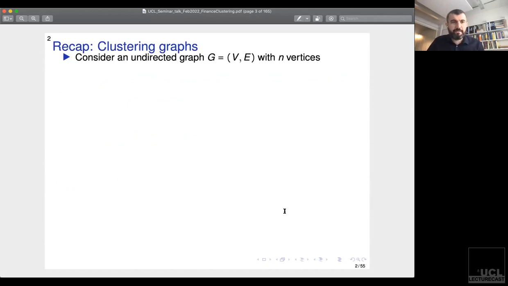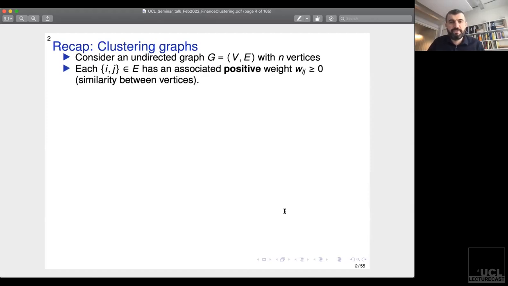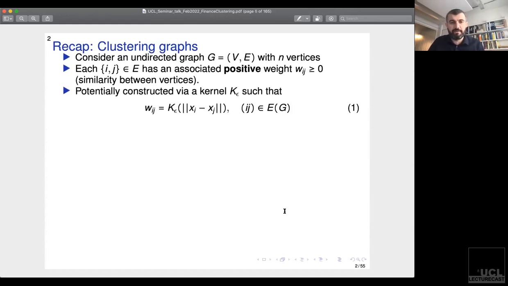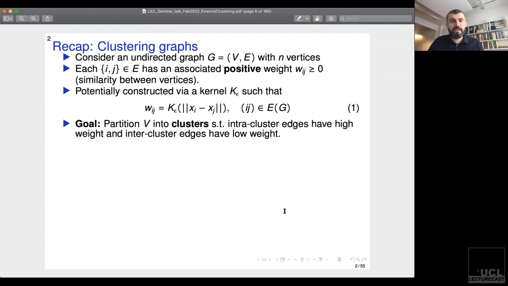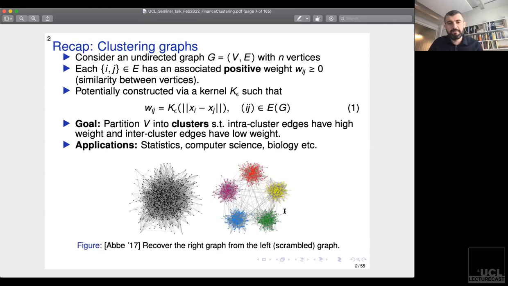Just to recap, the graph clustering problem can be set up as follows. We usually have an undirected graph G with n vertices, where each edge has an associated positive weight, maybe encoding some type of similarity measure between the vertices, potentially as a consequence of using a certain type of kernel, encoding some similarity between the endpoints. The goal is to partition the node set into clusters such that the intra-cluster edges have very high weight, and the inter-cluster edges have very low weight. This problem has seen tons of applications in many areas in stats, computer science, biology, and so on.